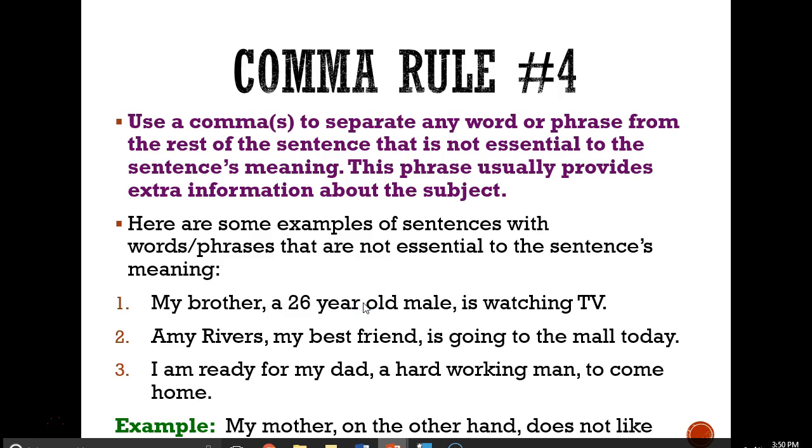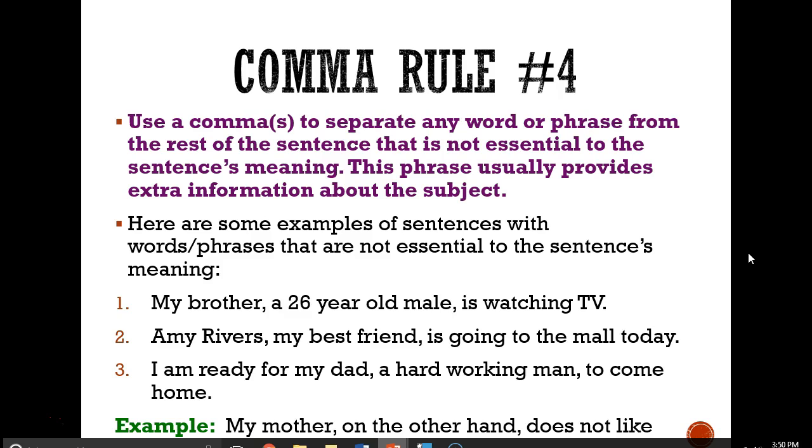Comma rule 4 is using commas to separate any word or phrase from the rest of the sentence that is not essential to the sentence's meaning. So when we talked about appositives, that's where these commas came into play. The phrase usually provides extra information about the subject of the sentence. My brother, a 26-year-old male, is watching TV.